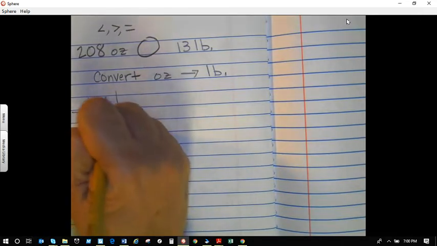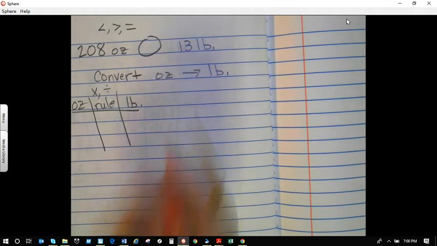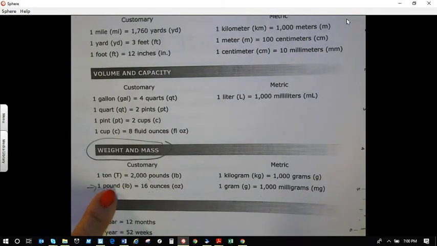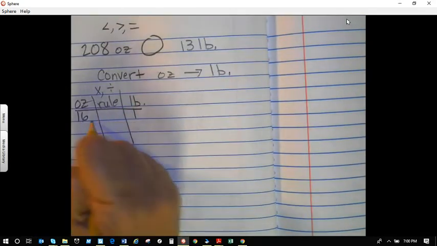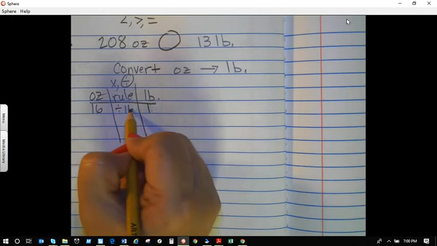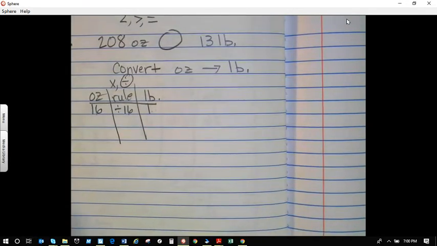Follow my rule. See how I automatically do that? When it goes into the processing tanks, do I multiply it or do I divide it? I'm going from ounces to pounds. I already know on my chart, 16 ounces is equal to 1 pound. 16 divided, I need to divide. 16 divided by 16 equals 1, because 1 times 16 equals 16. And we're going backwards.